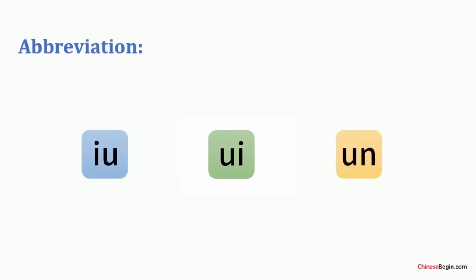Then, let's look at the abbreviation. There are three abbreviated compound finals in Chinese syllables: iu, ui, un. The compound final iu is the abbreviation of iou in which the final o is omitted. And the compound final ui is the abbreviation of uei in which the final e is omitted. The front nasal final un is the abbreviation of uen in which the final e is omitted. We can say, although one of the letters of these syllables is omitted, their pronunciation will not change.